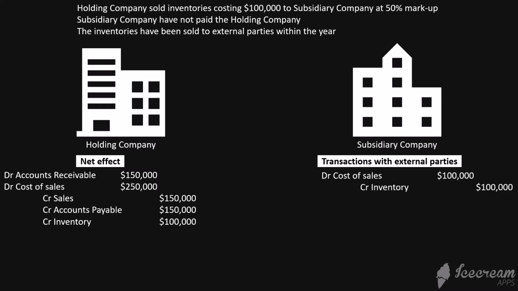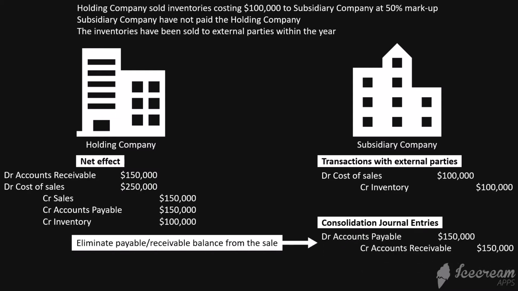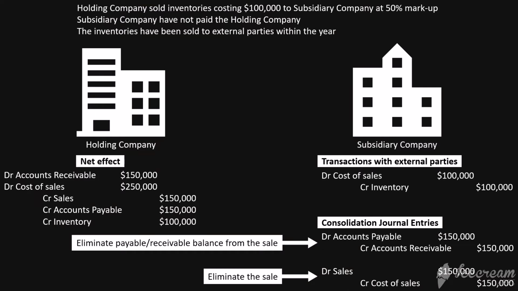Now let's enter the consolidation journal entries to eliminate all entries that do not involve a transaction with external parties. First, we debit accounts payable and credit accounts receivable by $150,000 to eliminate the payable and receivable balance arising from the sale. This is pretty straightforward. Next, we debit sales and credit cost of sales by $150,000 to eliminate the whole sales transaction.